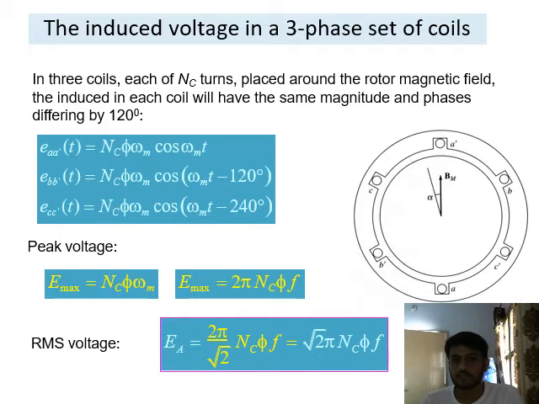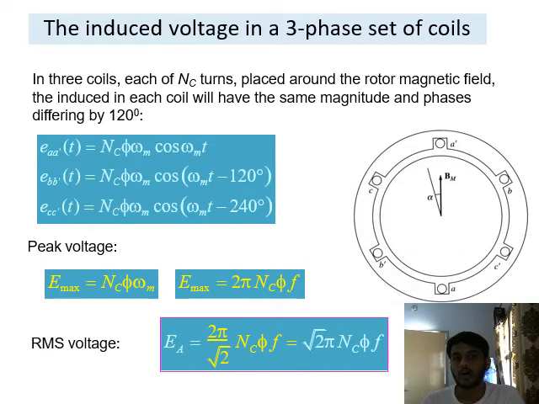So this is the formula for the induced voltages in a three-phase set of coils. In three coils, each of Nc turns placed around the rotor field, the induced EMF in each coil will have the same magnitude and a phase difference of 120 degrees. Because we place all the windings 120 degrees apart, our voltages are also induced with a phase difference of 120 degrees.